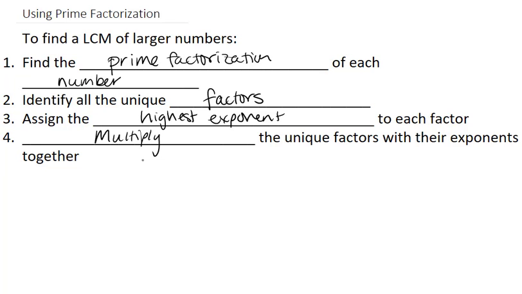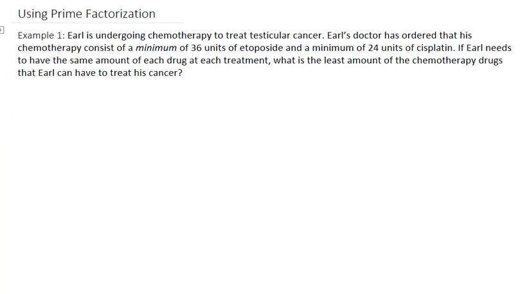So let's go over an example. Earl is undergoing chemotherapy to treat testicular cancer. Earl's doctor has ordered that his chemotherapy consist of a minimum of 36 units of etoposide and a minimum of 24 units of cisplatin. If Earl needs to have the same amount of each drug at each treatment, what is the least amount of chemotherapy drugs that Earl can have to treat his cancer?